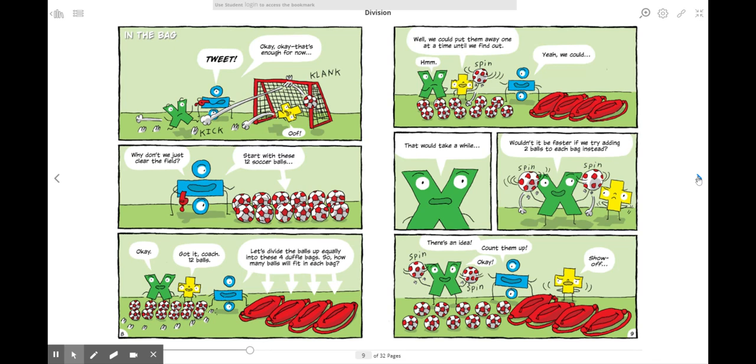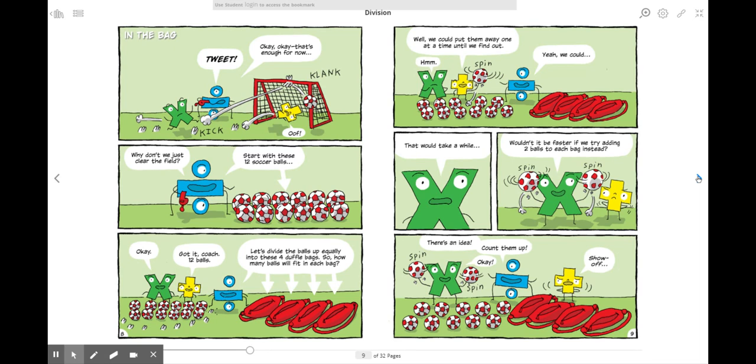In the bag. Okay, that's enough for now. Why don't we just clear the field? Start with these 12 soccer balls. Okay, got it, coach. 12 balls. Let's divide the balls up equally into these 4 duffel bags. So how many balls will fit in each bag? Well, we could put them away one at a time until we find out. Yeah, we could. That would take a while.